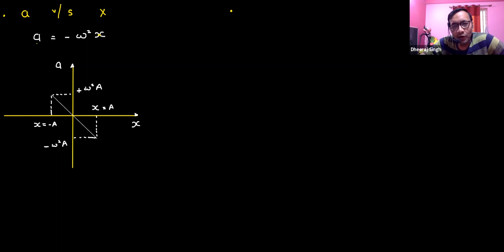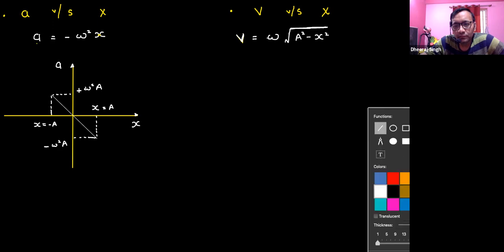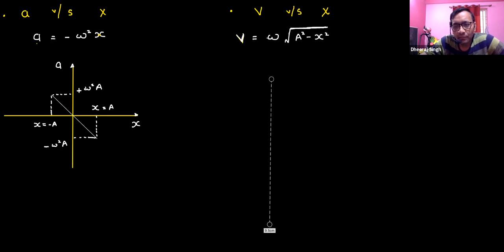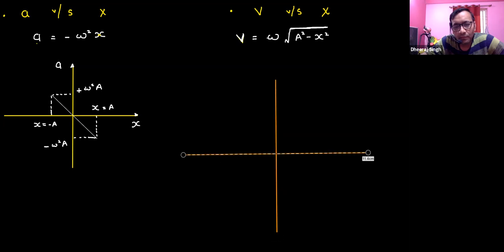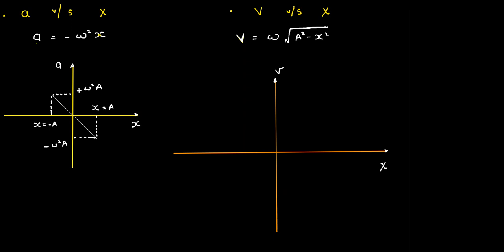Now, I want you to draw velocity versus x. I'll write the equation here, V is equal to omega under root of a square minus x square. Try doing it. You have to be a little analytical here. Don't blindly follow the mathematics of it. Just visualize how it should be and draw the graph. Approximate graph is fine, good enough.